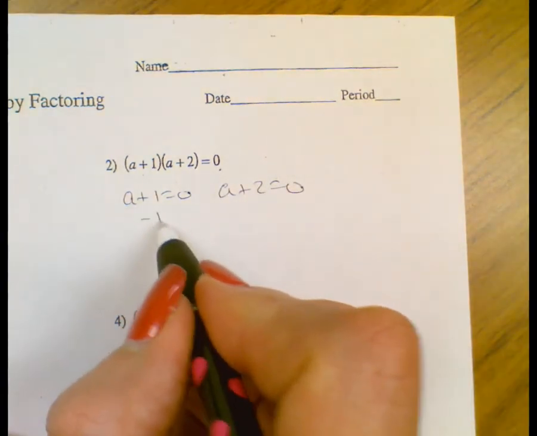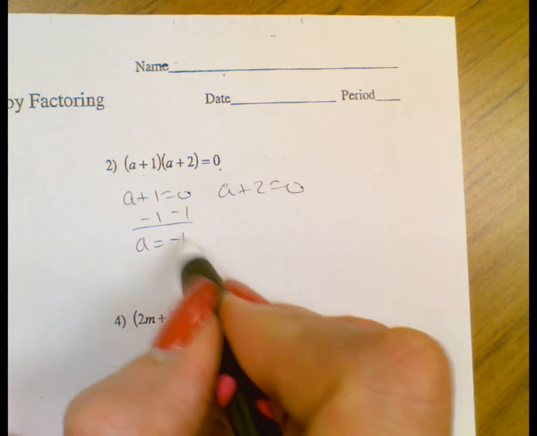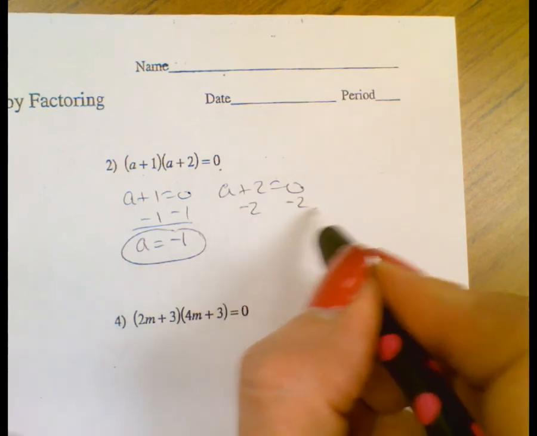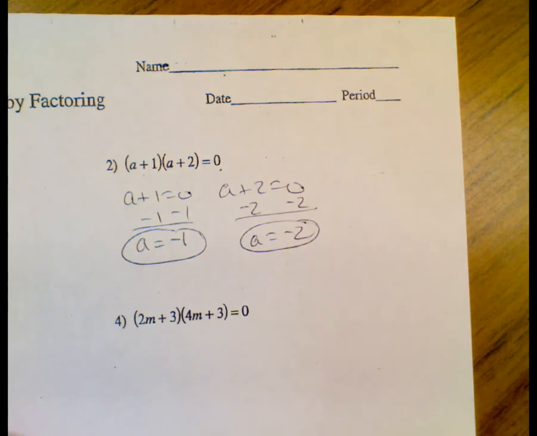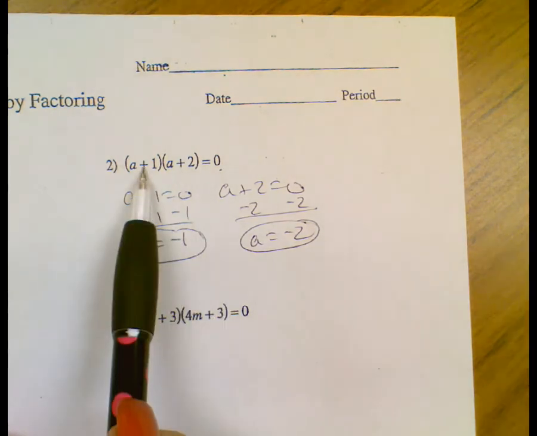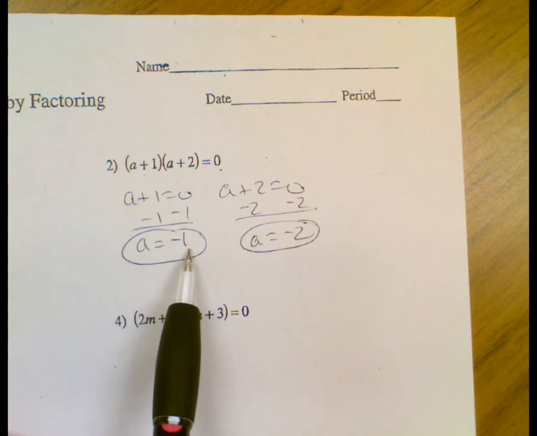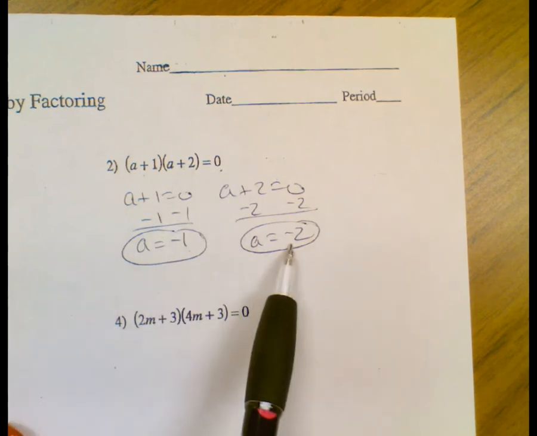So in this first one, we're going to subtract 1. In this one, we're going to subtract 2. Answers. So you'll notice that if it's a +1 factor, your answer will be the opposite, -1. If it's a +2 factor, the answer is -2.